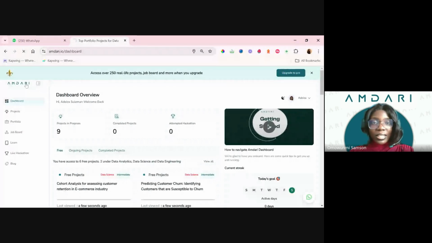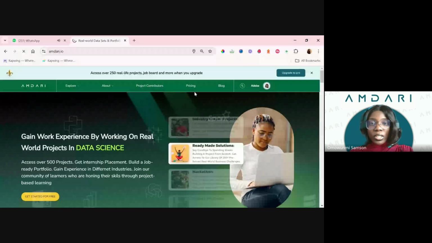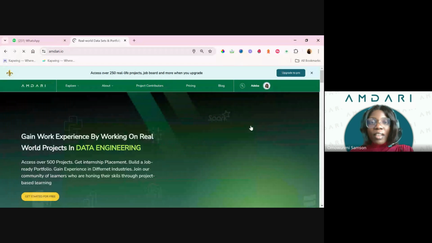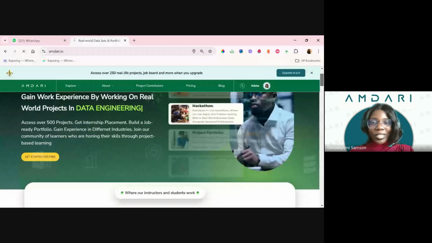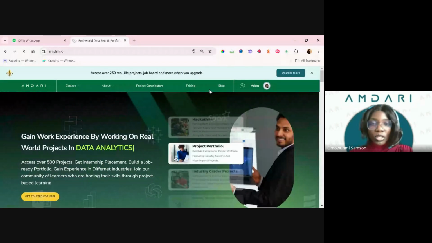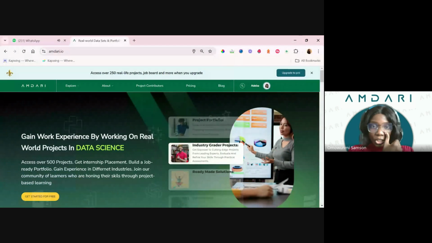It cuts across data science, data engineering, and there is actually an amazing offer that I know even people who have been joining previously will find very good news. So just stay with me, because we want Amdari to be accessible to as many people as possible. We're trying to solve a problem, and making it accessible to everybody is one of the ways that we can achieve our goal and mission.